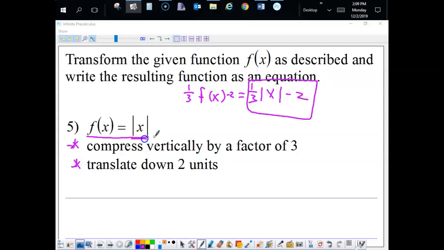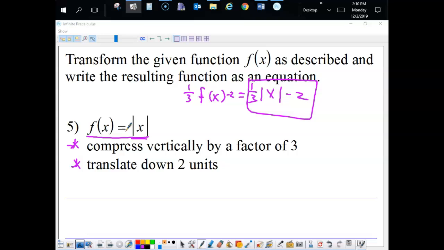So we took our function, we multiplied it by 1/3. That's a vertical compression by a factor of 3. And the minus 2 is our translation down by 2 units. Okay? Hang on. So for those of you guys that are writing still, I'll talk a little more about this.